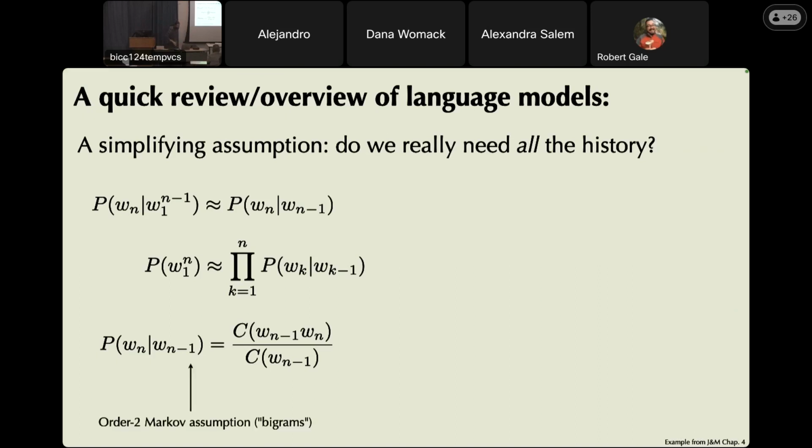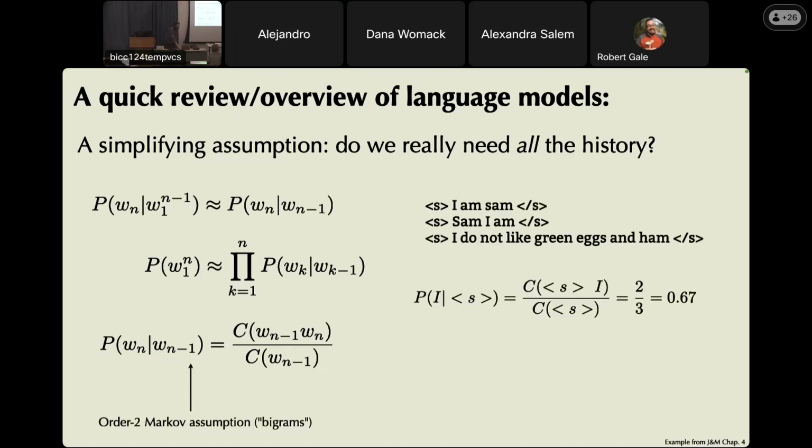We can cheat even further and ignore everything other than the word that came before our history words. So now we throw away most of our history and just have one word back. That's an order 2 Markov assumption, if anyone is interested. And when we do that, we can really easily compute estimates, right? So here, if we want to know the likelihood of a sentence starting with I, in this tiny little toy corpus of green eggs and ham, we just count up how many times we see a sentence starting with I divided by all the sentences, we get a 2/3 probability.